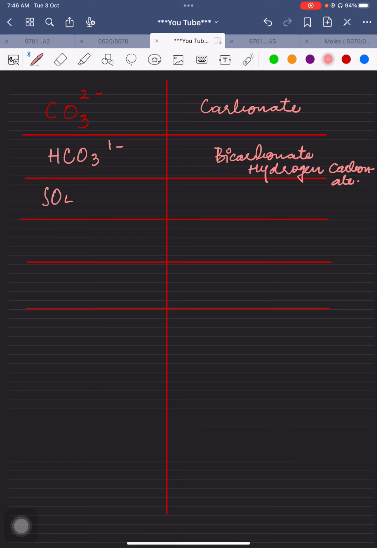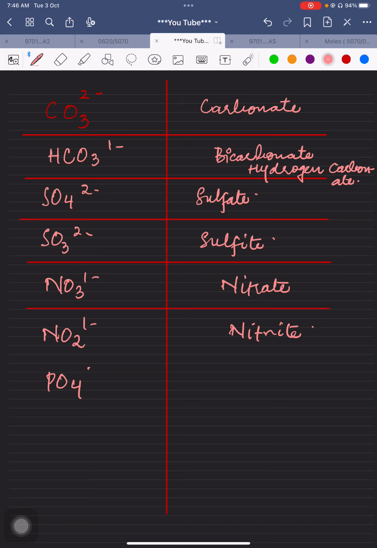Then it is SO4 2 minus, which is called sulfate. Then it is SO3 2 minus, which is called sulfite. Then it is NO3 1 minus, which is called nitrate. Then NO2 1 minus, which is called nitrite. Then it is PO4 3 minus, which is called phosphate. Then it is NH4 plus 1, which is called ammonium.